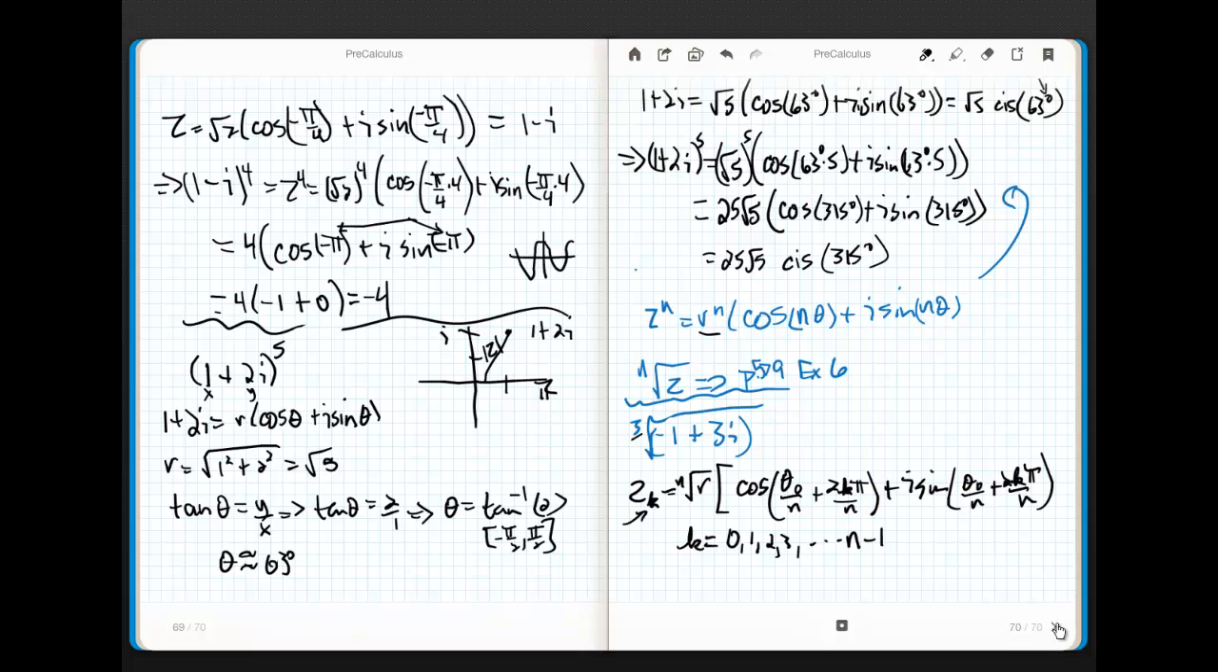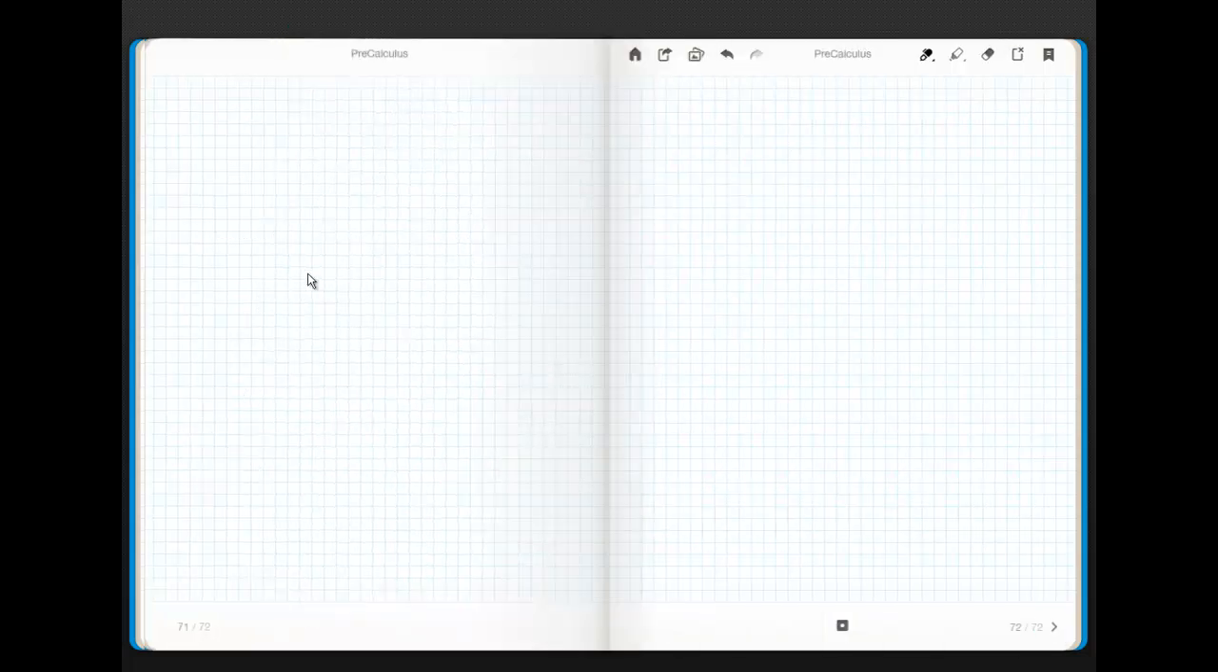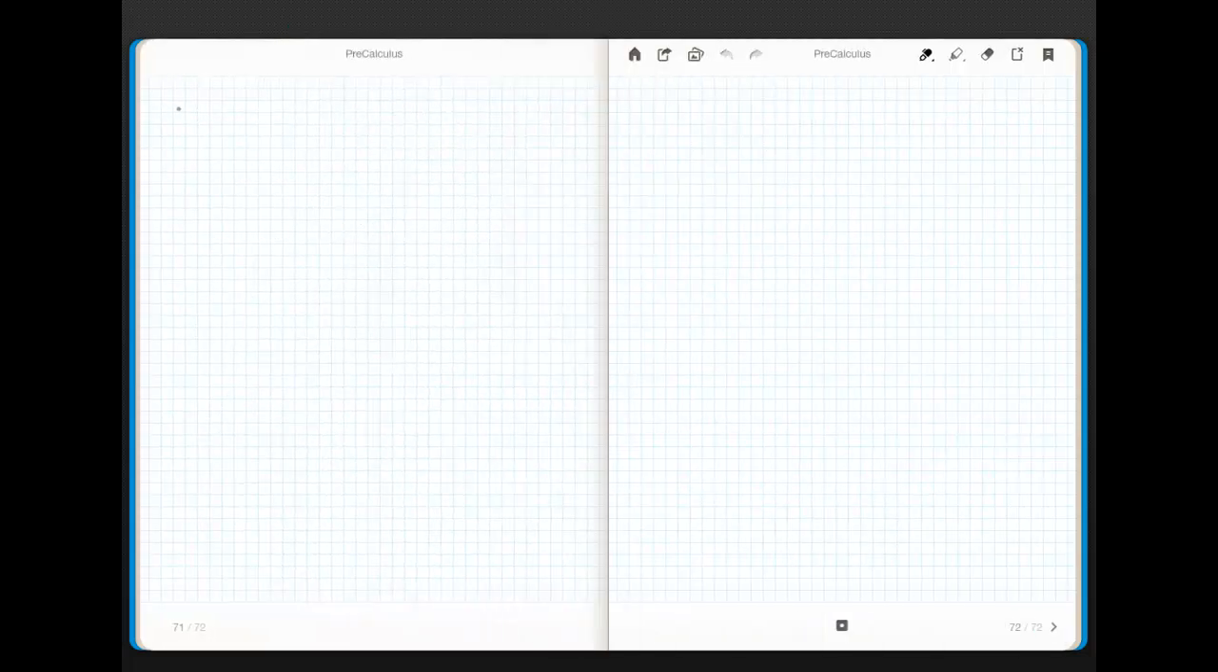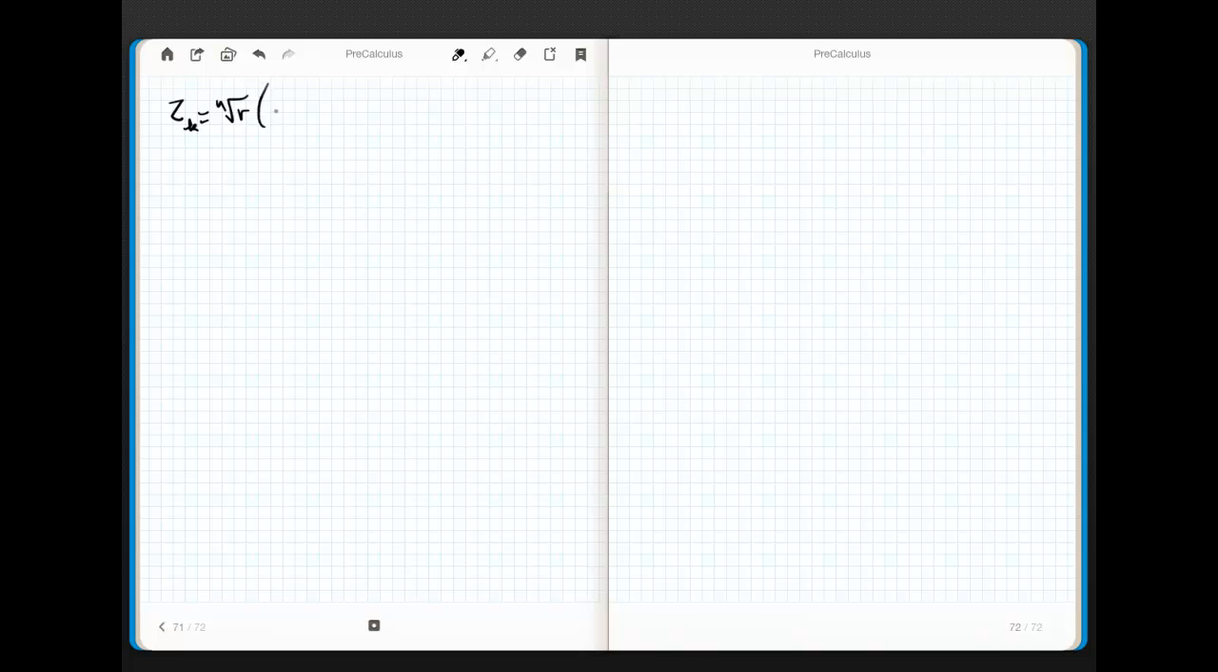All right, so I'm going to click over here and rewrite the formula, and then I'm going to show you how to use it on that one problem. So z sub k is equal to the nth root of r times cosine of theta naught. We're not afraid of this theta naught notation, right? Theta naught over n plus 2 pi k over n plus i sine of theta naught over n plus 2 pi k over n. All right, this is the angle measure.